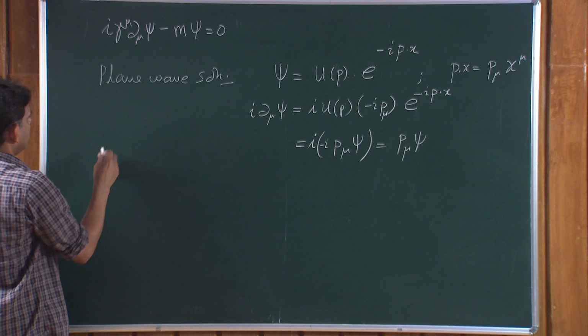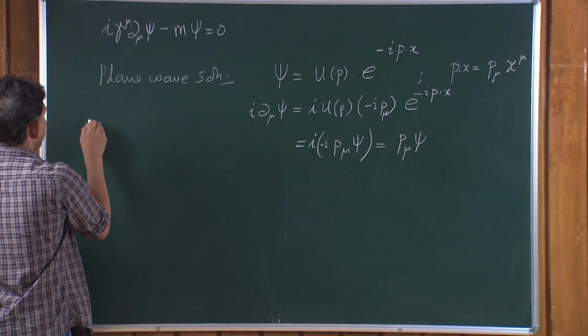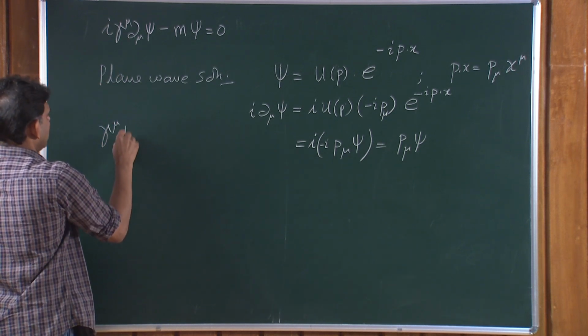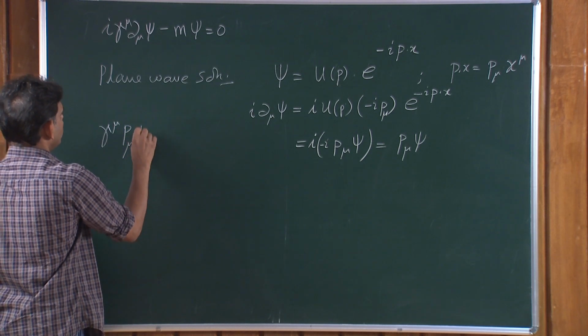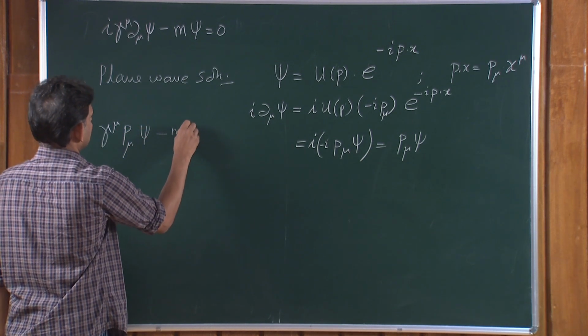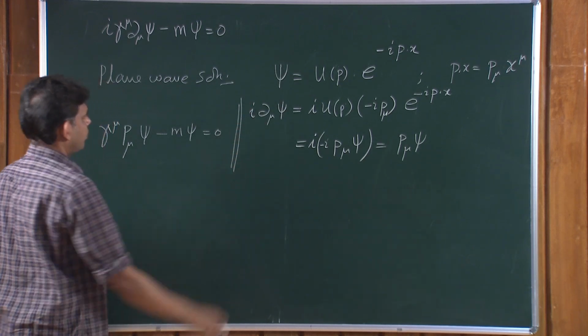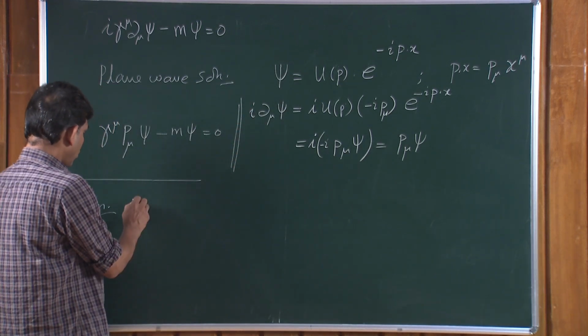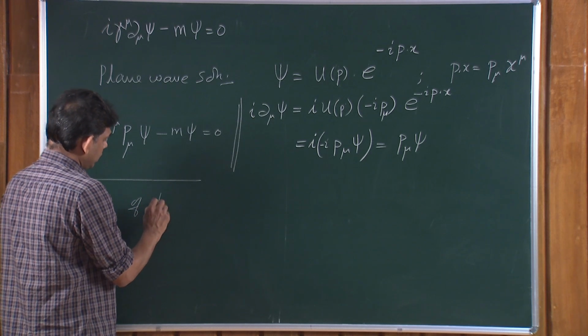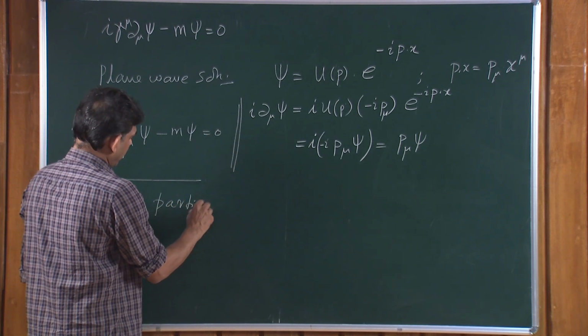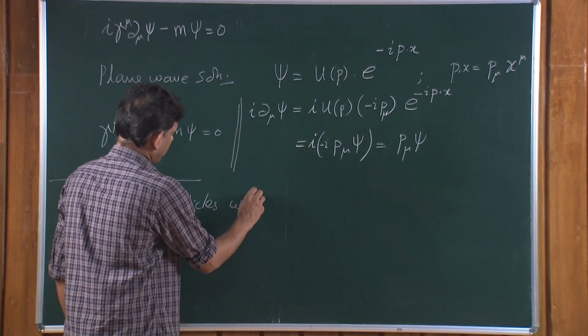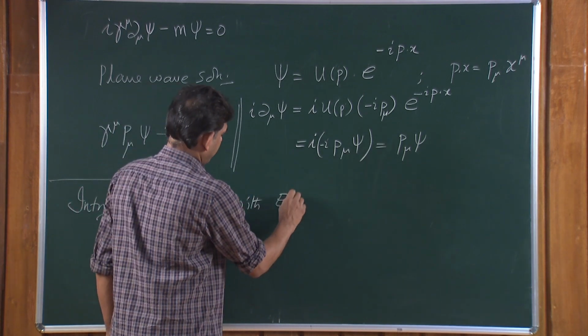So, when you look at it this way, this Dirac equation can be written as gamma mu p mu psi minus m psi. Now, the interaction of particles with the electromagnetic field.